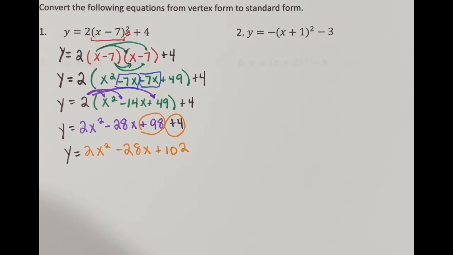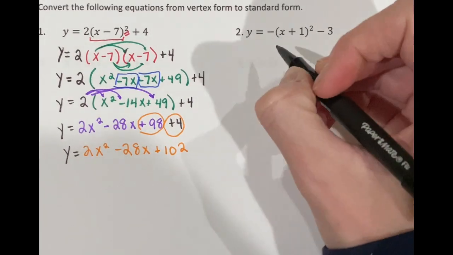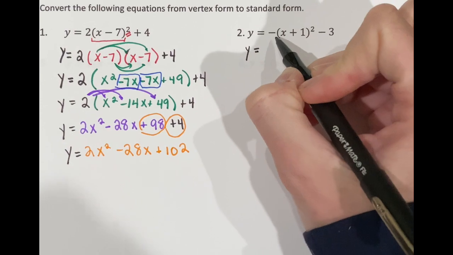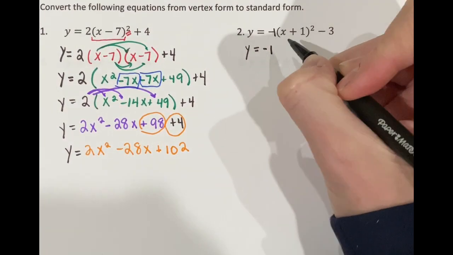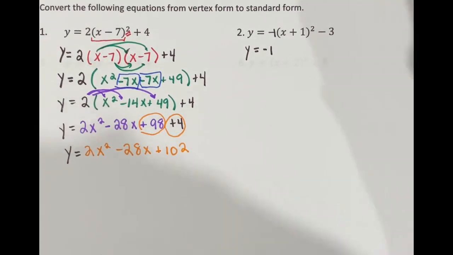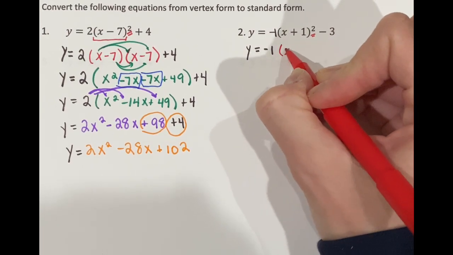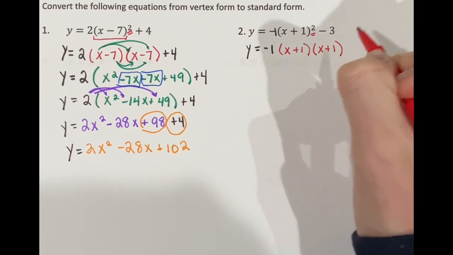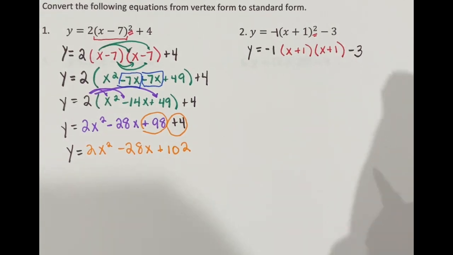So we have y equals negative (x plus 1) squared minus 3. We're going to follow the same steps. So I have y equals, and now that negative there is an invisible negative 1, so I'm going to write that negative 1 on the outside. Then the x plus 1 is being squared, so that tells me I need to write that two times. So I have x plus 1 times x plus 1. And then we can't forget about that minus 3 on the outside.